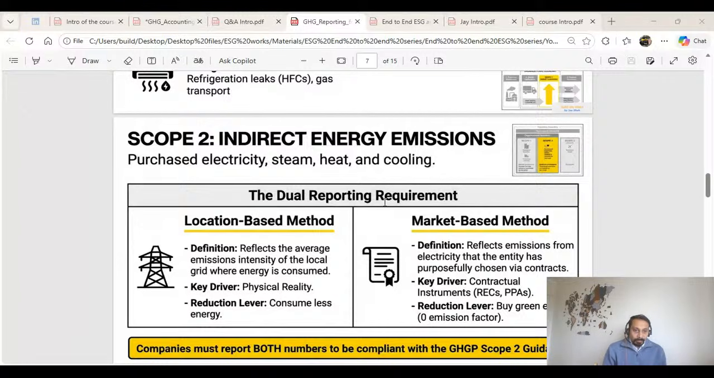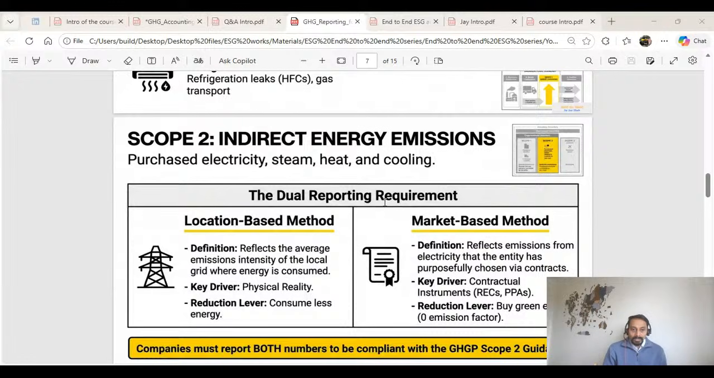The second one is market-based. Most corporate companies, individuals, and governments calculating Scope 2 use the location-based method. Market-based is used when contractual instruments are involved. These are called RECs, PPAs, which means power purchase agreements, or green tariff agreements.